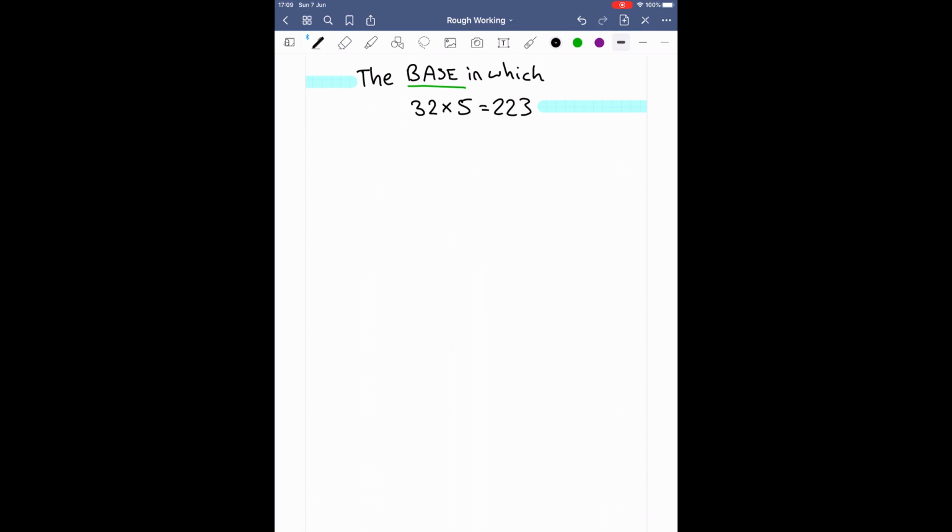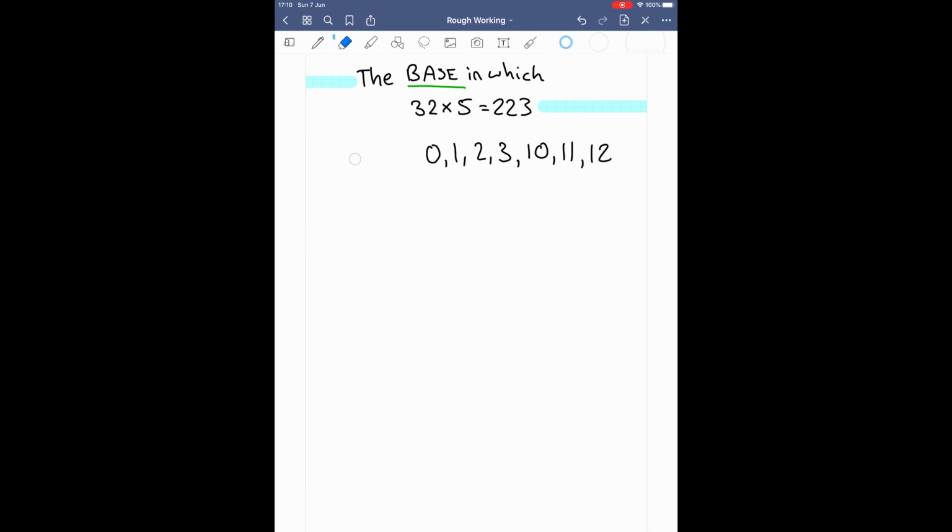So that's base 10. But if it was base 4, we'd go 0, 1, 2, and 3. So we'd only use these to make numbers. So after 3 would be 10, then 11, then 12, because we're using the numbers 0, 1, 2, and 3 to make others, and we make them bigger.